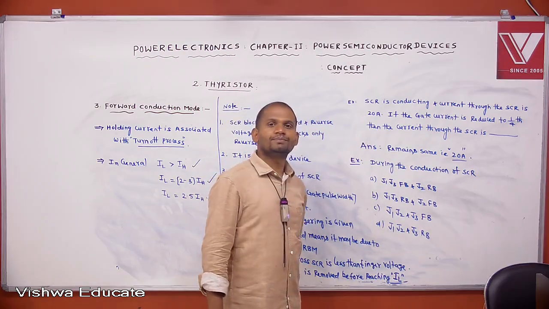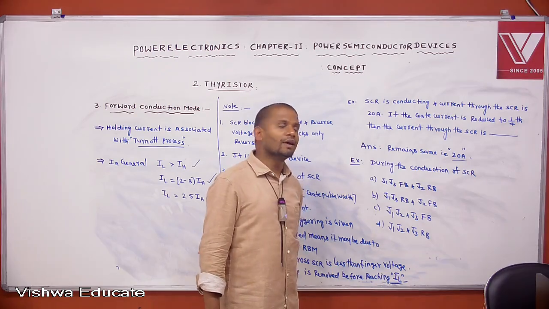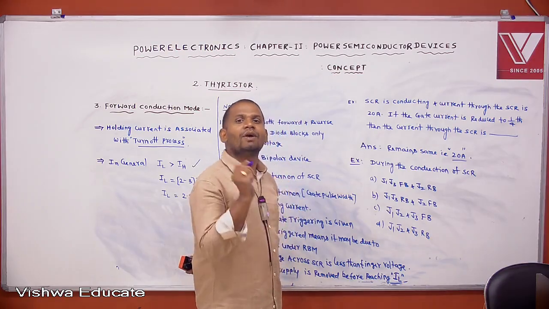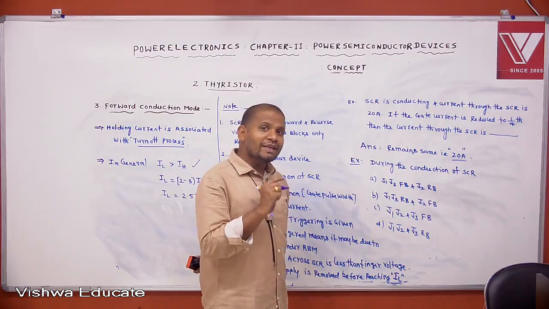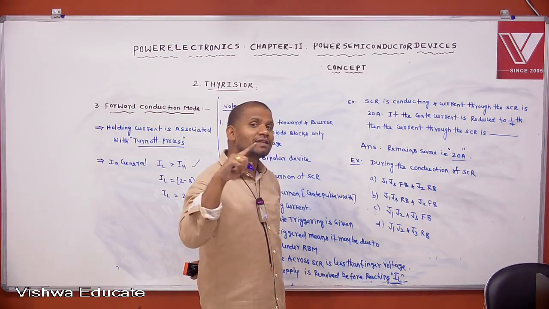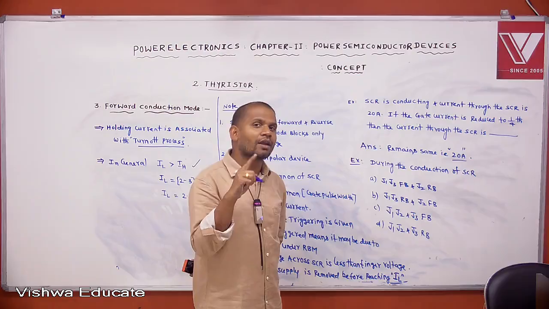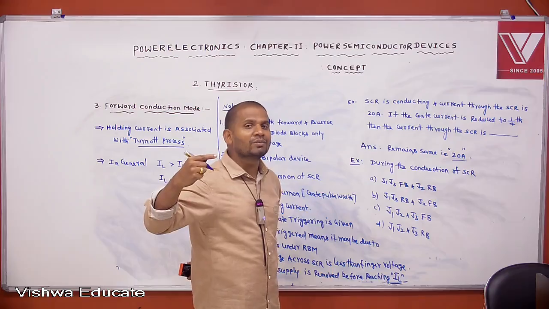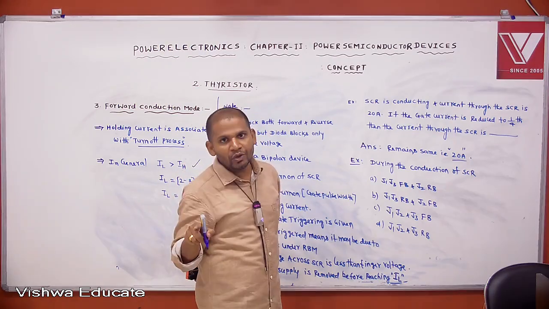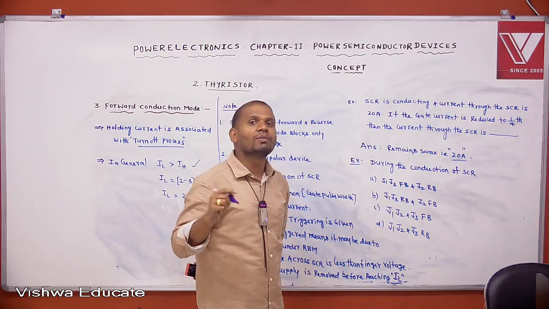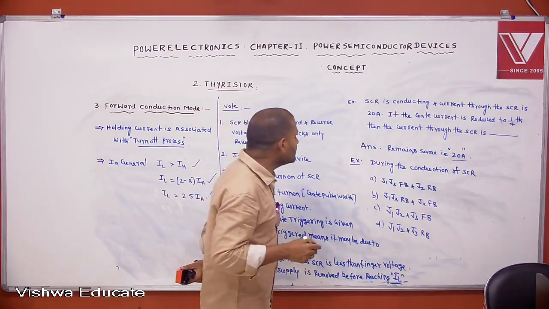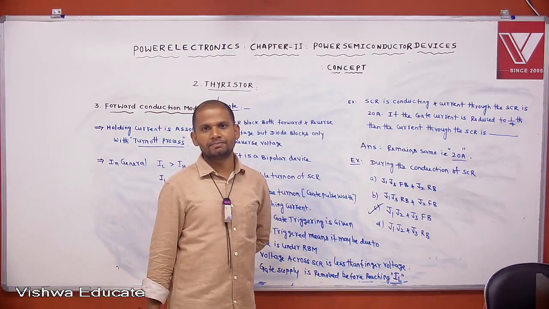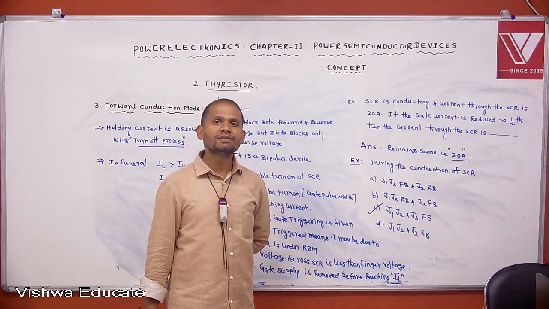Condition is given. What is given? SCR is conducting. Then what is the observation? I told you, before conduction of SCR, J2 is open, J1, J3 is closed. But once the SCR starts the conduction, J2 must be closed. J2 must be closed means all the junctions are forward bias. Yes, all the junctions are forward bias. That is, J1, J2 and J3 are forward bias.